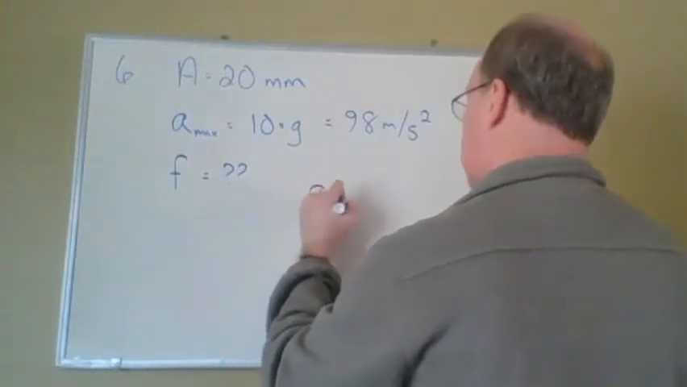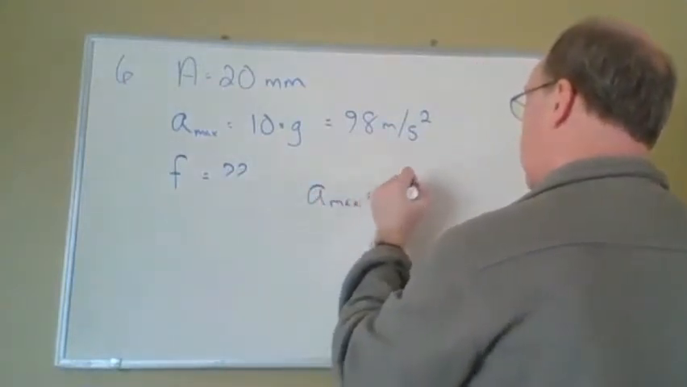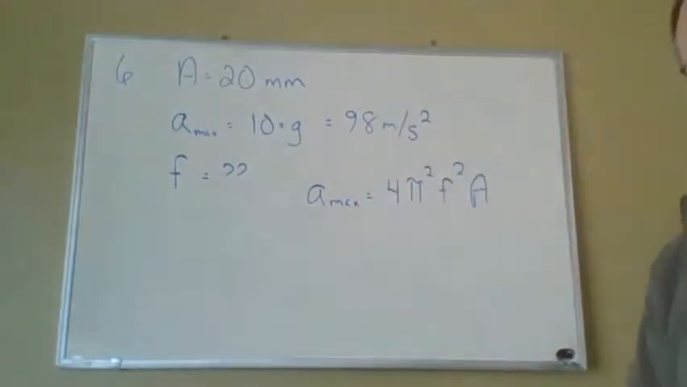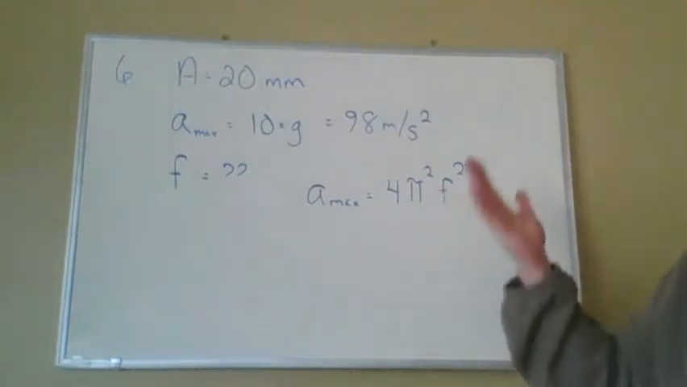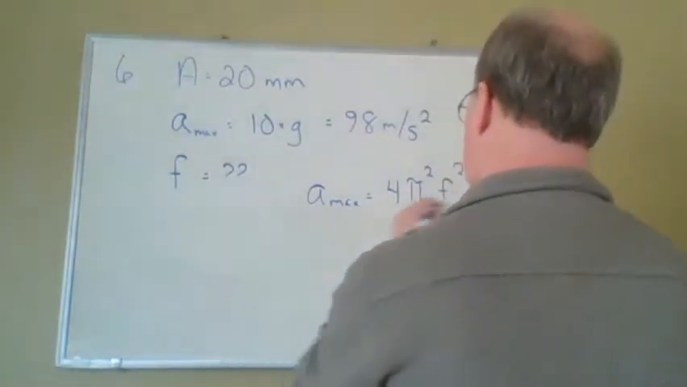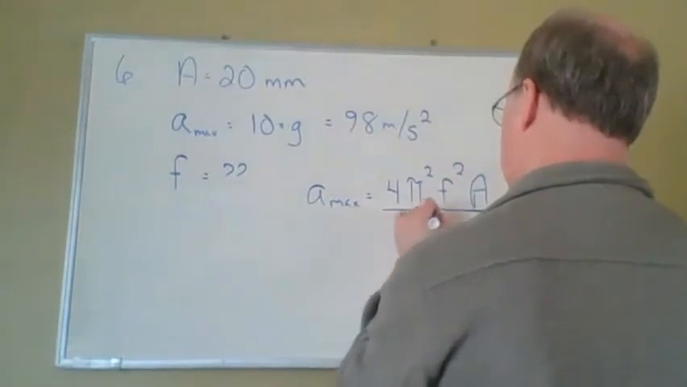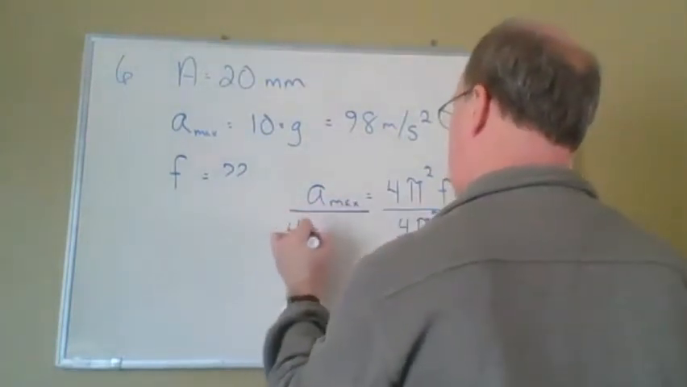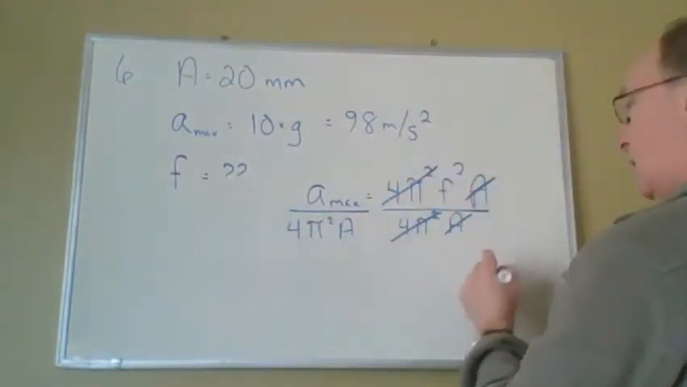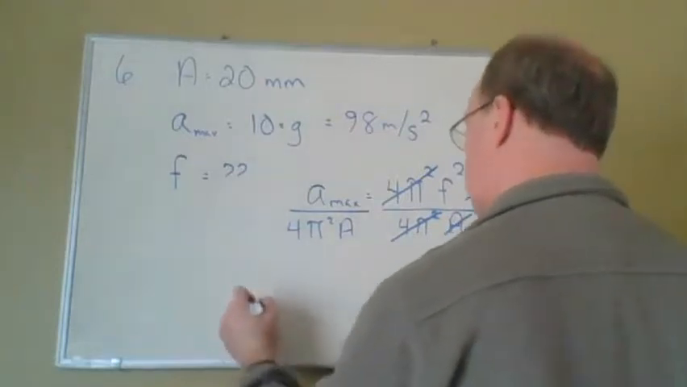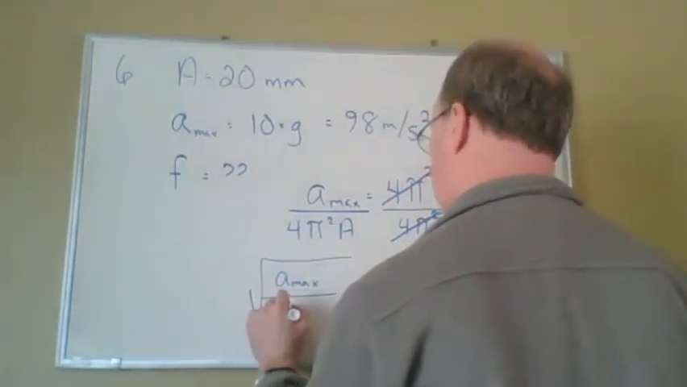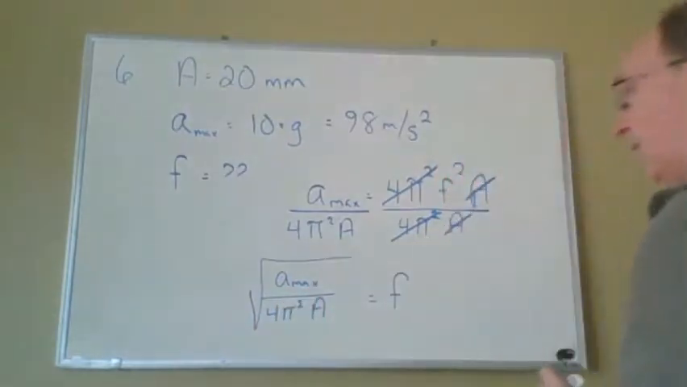The maximum acceleration is equal to 4 pi squared f squared A. All right, 4 pi squared f squared A. And then simply what we want to do here is solve for f. So it's going to look something like this, I think. I'm going to divide by 4 pi squared A. All right, so that cancels and that cancels. And then I'm going to take the square root of both sides. So I've got f equals the square root of a max over 4 pi squared A.